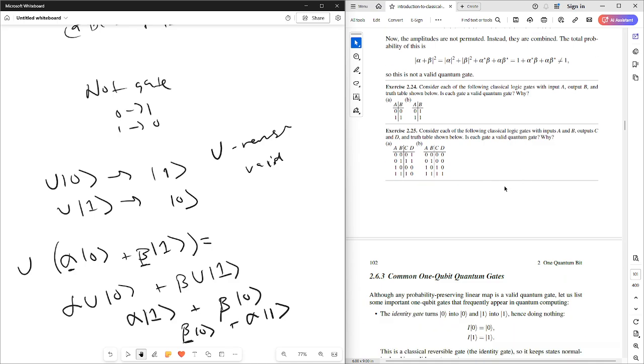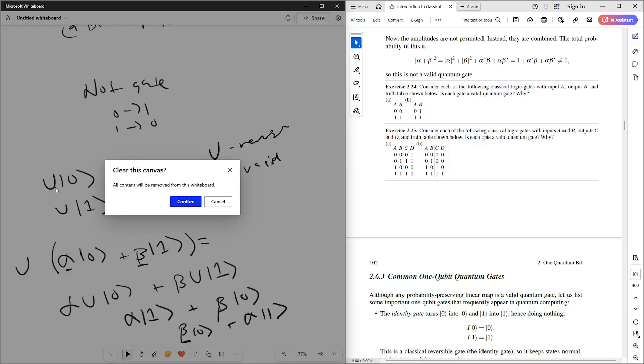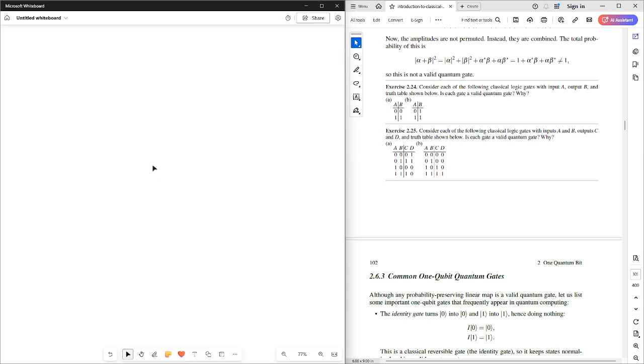All right, let's take a look at some of these truth table examples. All right. So let's take a look at this guy.